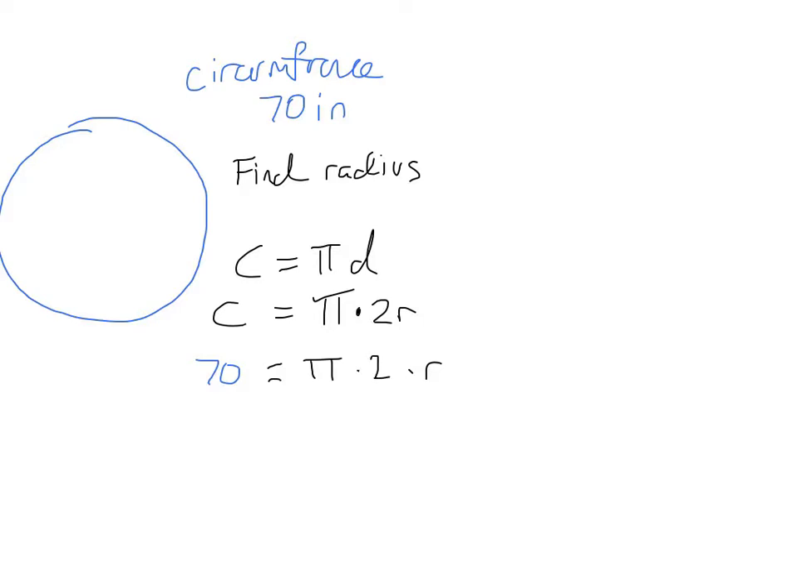Well, let's see. How would I do that? What are we trying to do? We're trying to get r by itself, right? We want r to equal something. That's our end goal. So we have pi and 2 over here being multiplied. Well, it's kind of an issue, right? Sort of, but here's what I would do.